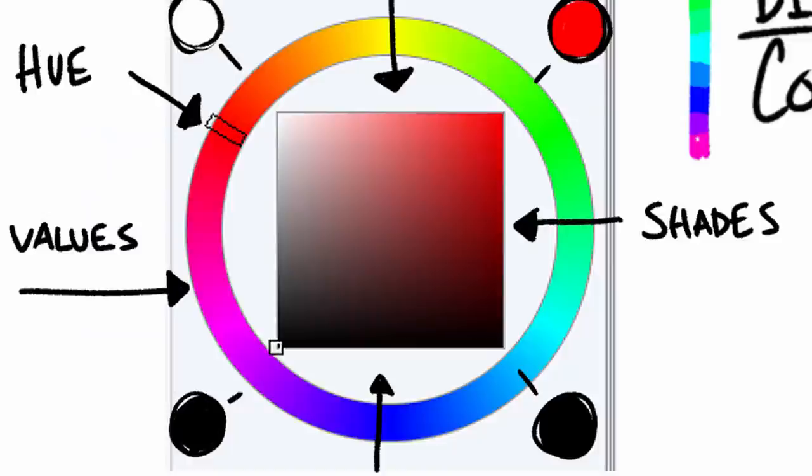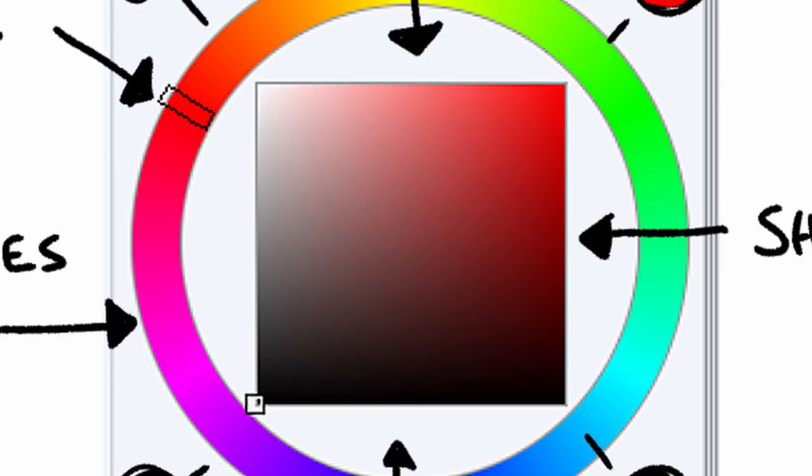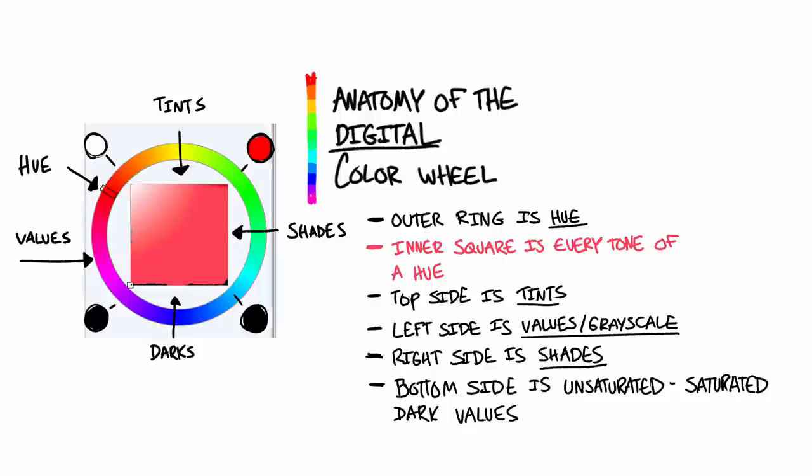Real quick, I wanted to touch on the digital color wheel. The digital color wheel, at least this particular one, has everything you need to paint and mix color according to color theory. Not only does it have a literal color wheel, but this inner square has every variety of color you could ever want. The outer ring is your hue, the upper right corner is the most saturated state of the hue, the inner square toward the middle is every tone of a hue, the top of the square is your tints, the bottom is the most saturated and most unsaturated state of the darkest value, the left side is the values or grayscale form of a color, and the right side is the shades.